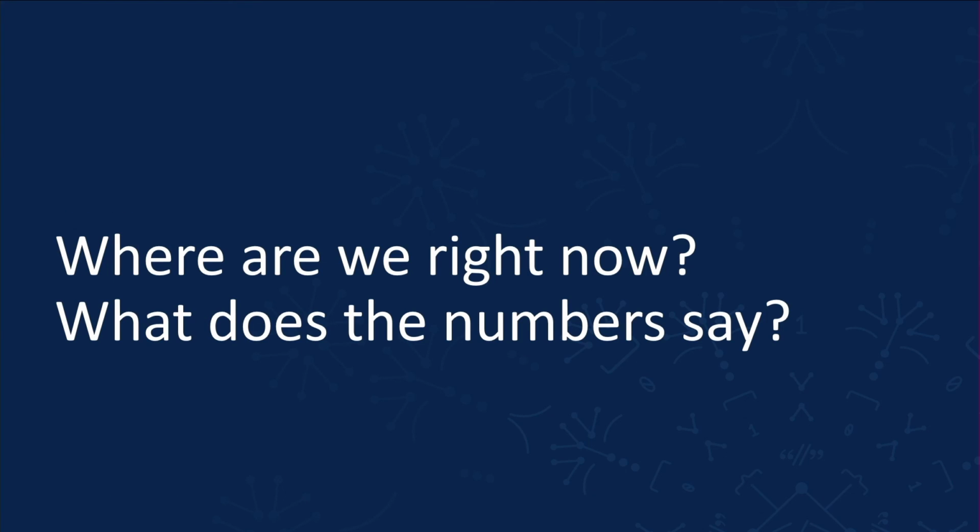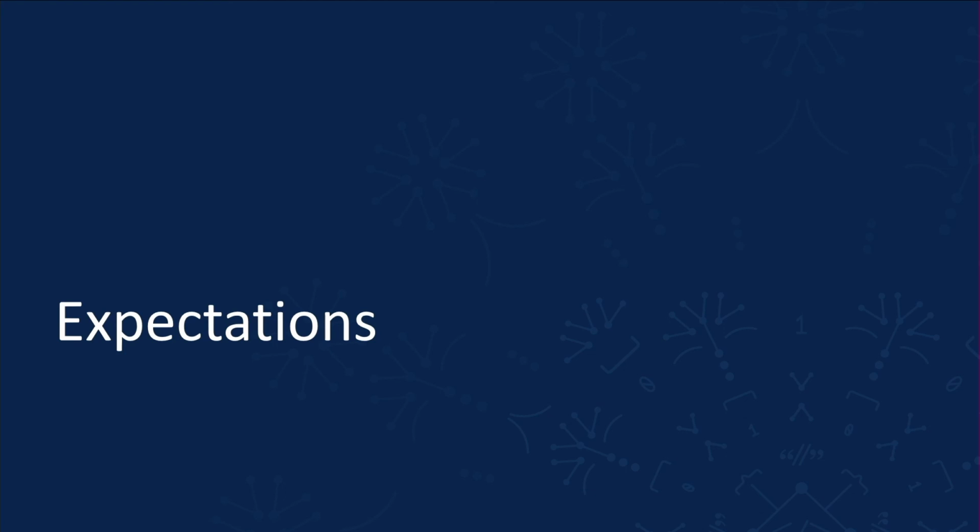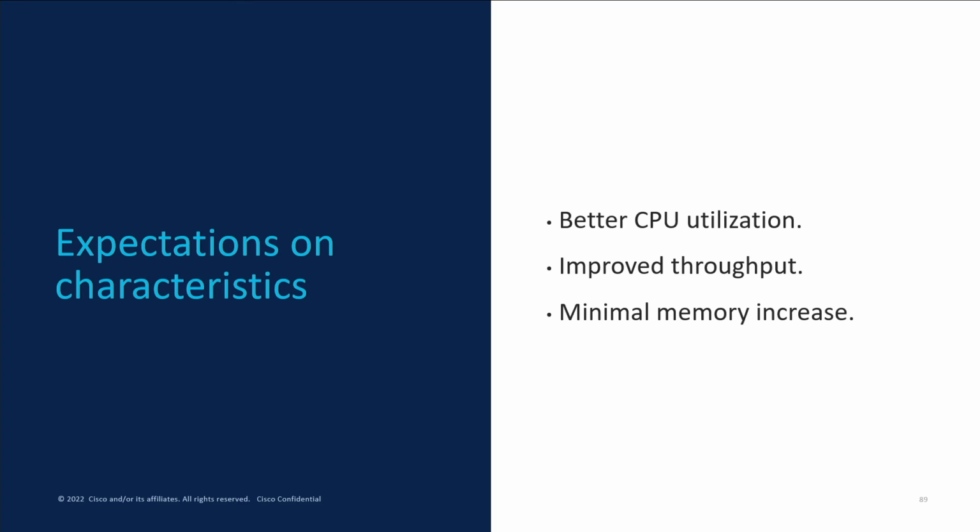So, where are we now? Let's talk about some numbers, what we have achieved in terms of throughput by making these changes. But first, some expectations. By making these changes, we expect better CPU utilization, making use of as many cores as possible. We also expect improved throughput, more transactions pushed through the system within any given time, and we expect minimal memory increase.